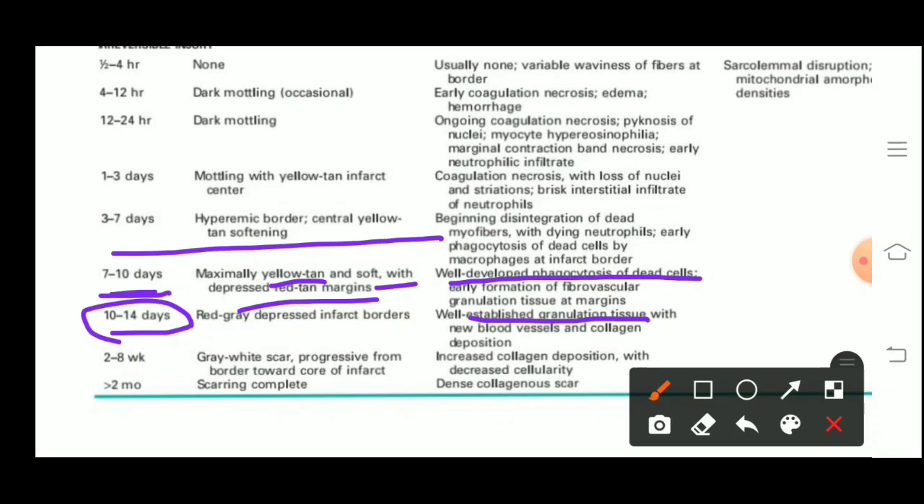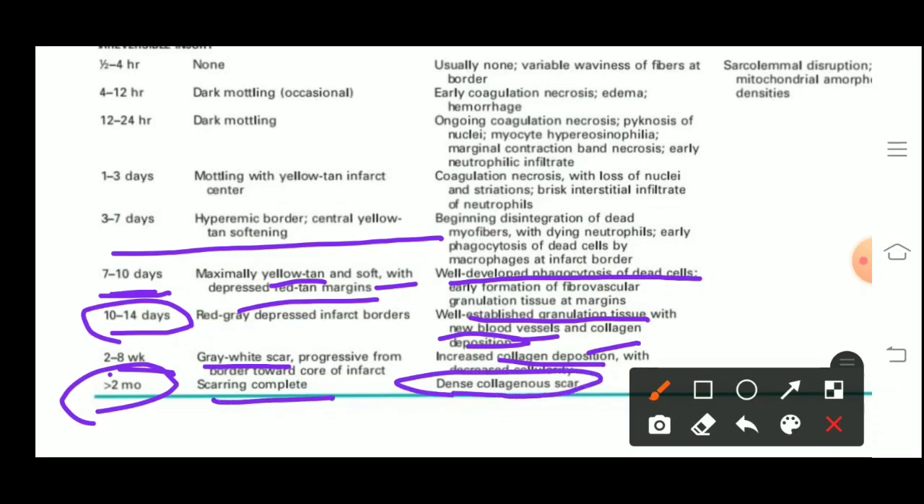Angiopoietin 1 will be released, and your fibroblasts get proliferated, which leads to collagen deposition. Here you can see collagen deposition and blood vessels, everything leading to granulation tissue formation. Then, following this, at 2 to 8 weeks, the collagen deposition will increase, leading to scar formation. You can see here a gray-white scar, right? And at greater than 2 months, after some months, scarring gets completed and dense collagenous scar formation occurs.